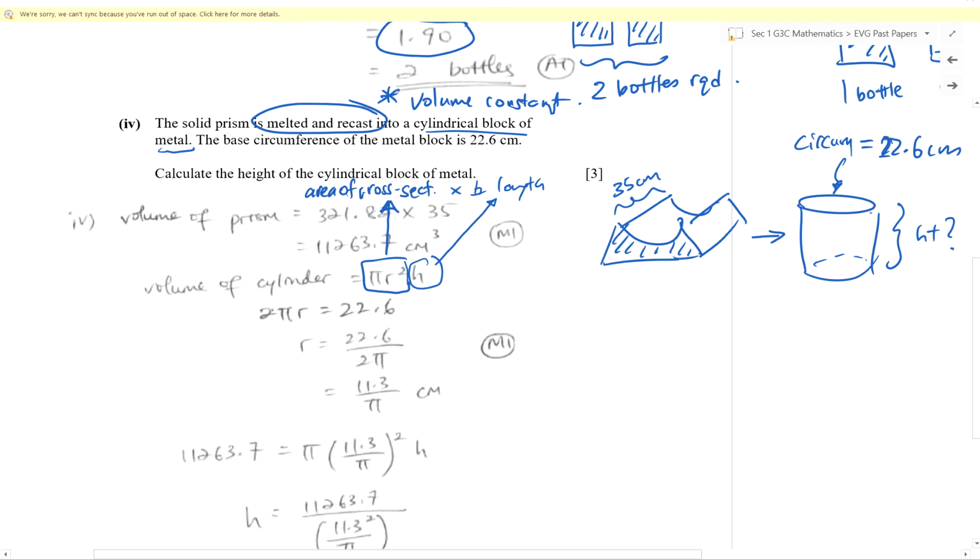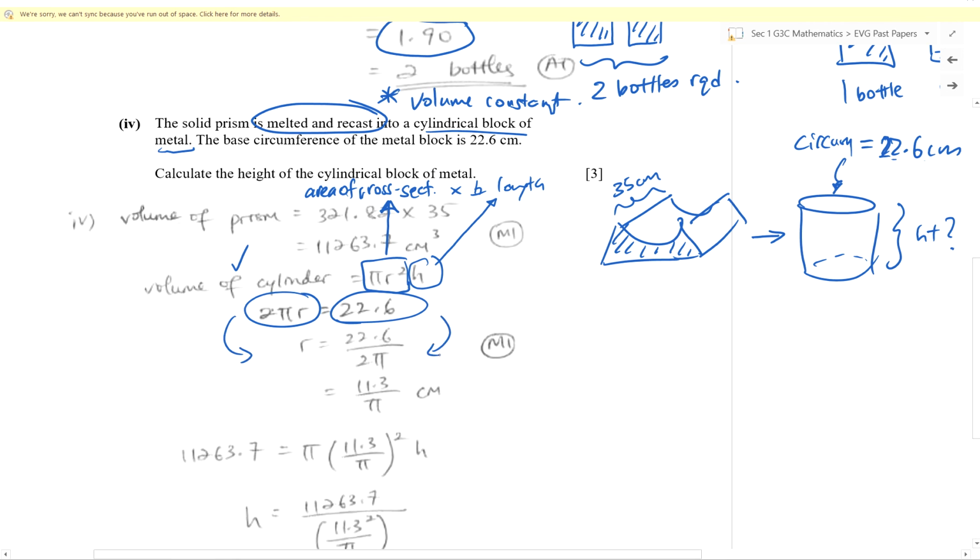So let us find out the radius first, because in order to find the height, I've already got the volume, I must find the radius. And they gave us the circumference, which is 22.6, which has to be equal to 2 pi r, because that is the formula for the circumference of a circle. So from here, we find the radius.